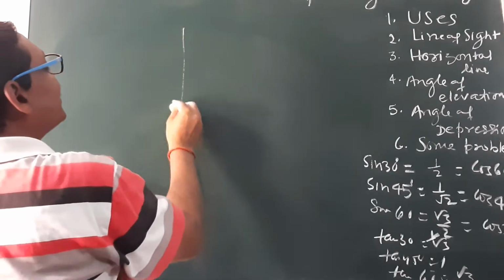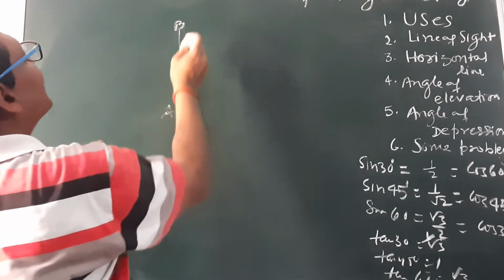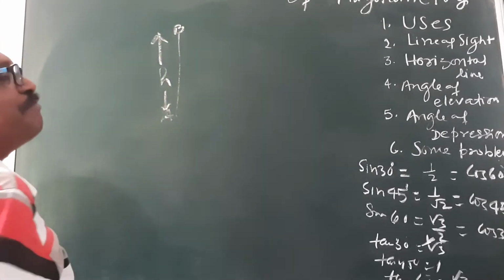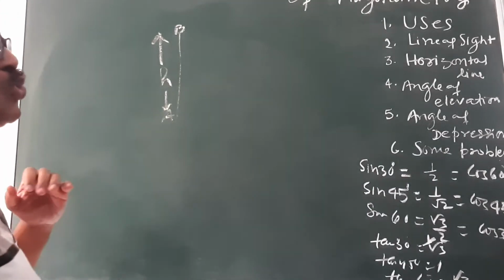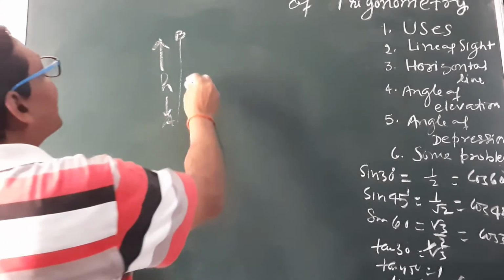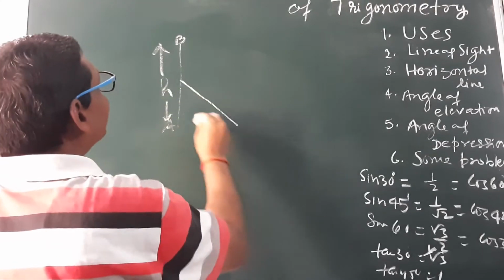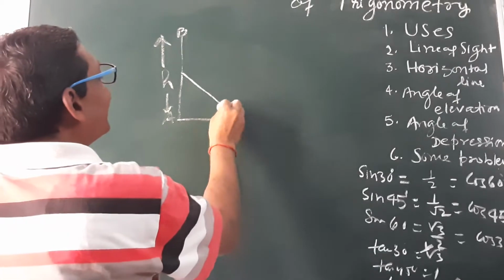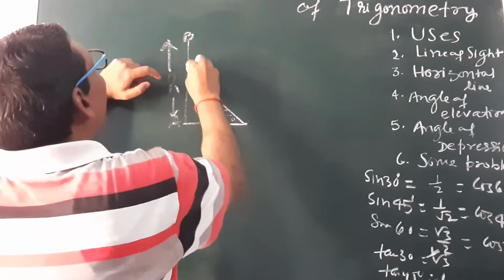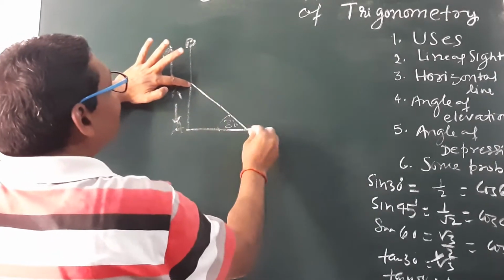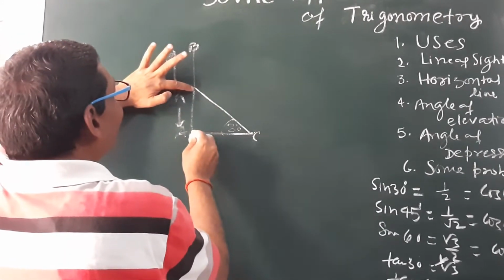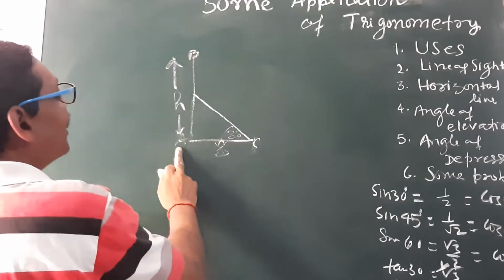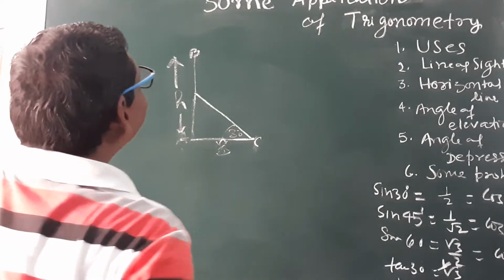There is a tree, AB. We have to find the height of the tree. But this tree, due to a storm, breaks, and the upper part lies down to the earth at 30 degrees. The broken part comes down to the point C, which is 8 meters away from the bottom of the tree.